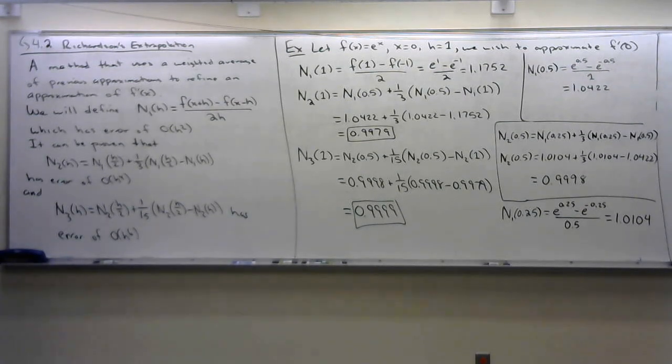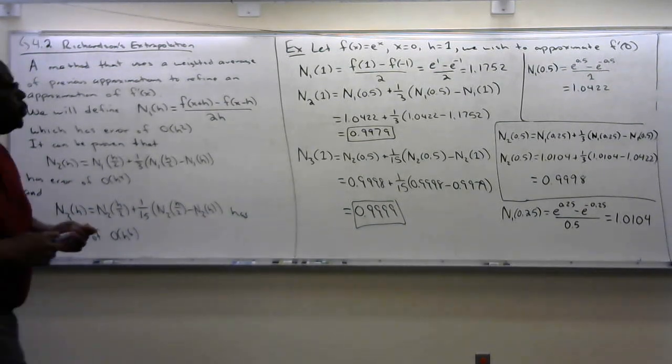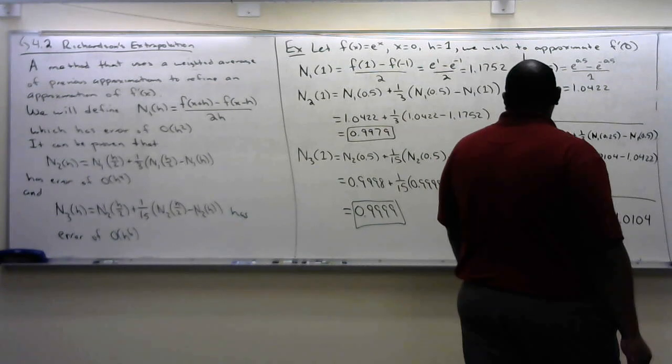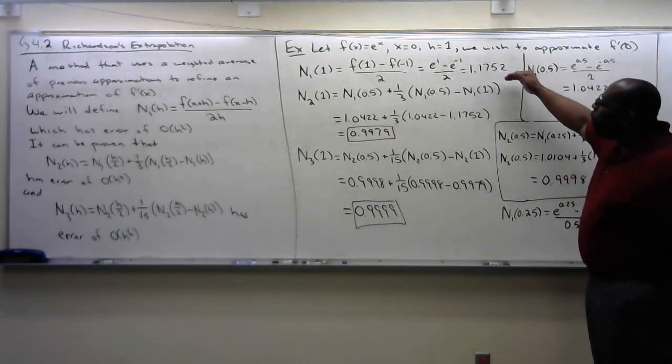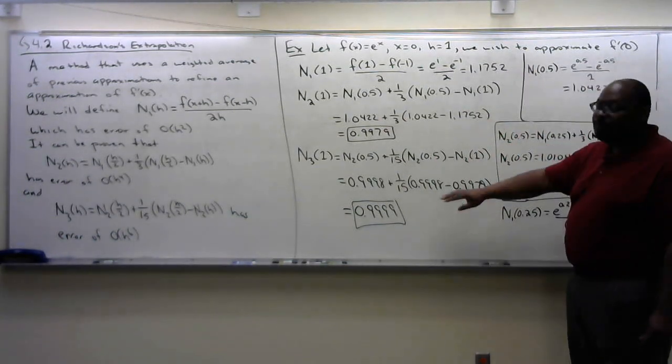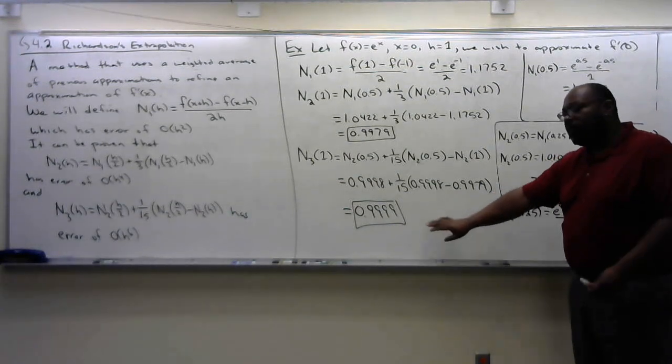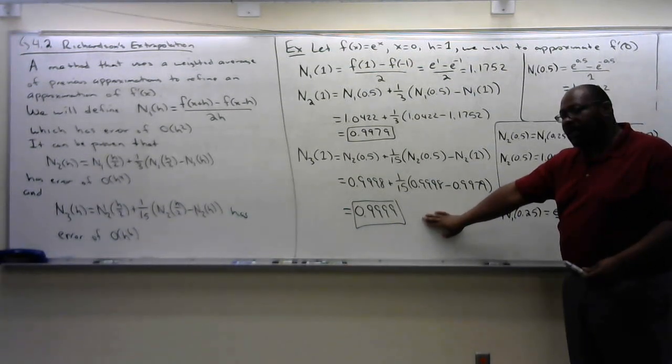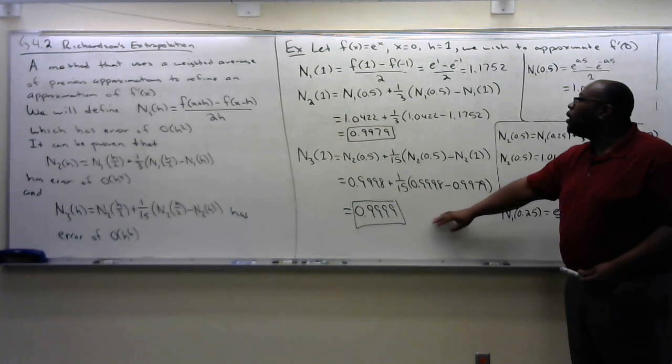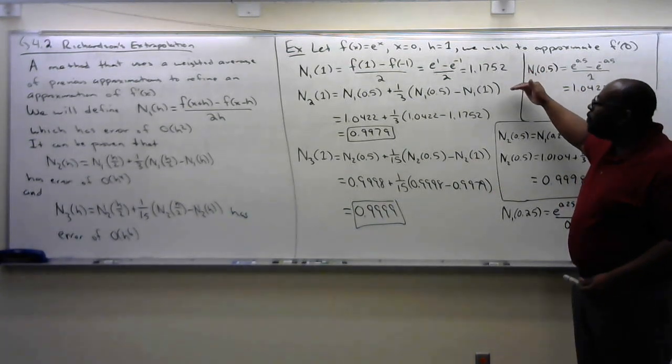That's pretty neat, right? So I use kind of this succession of approximations to get my best approximation, which is this guy here. My best approximation, 0.9999, is what I wanted to get, by using a series of other approximations.